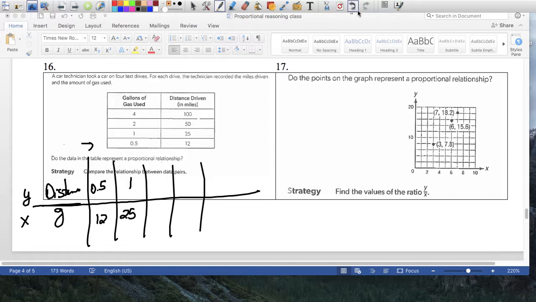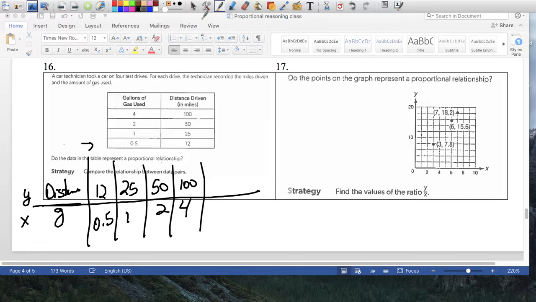Oh, and I'm writing this the wrong way. So we have 0.5 gallons, 1 gallon, 2 gallons, and 4 gallons. 0.5 gallons, he got 12. 1 gallon, he got 25. And 2 gallons, he got 50. 4 gallons, he got 100. Did the data in the table represent a proportional relationship?